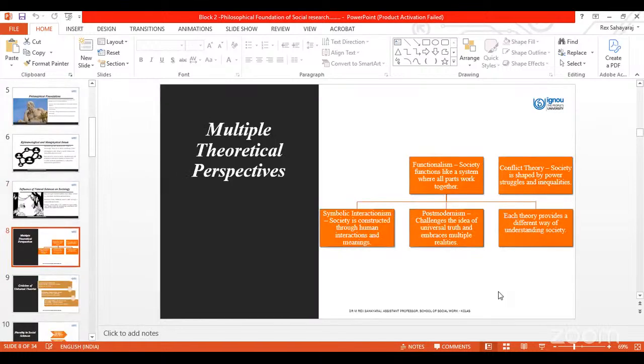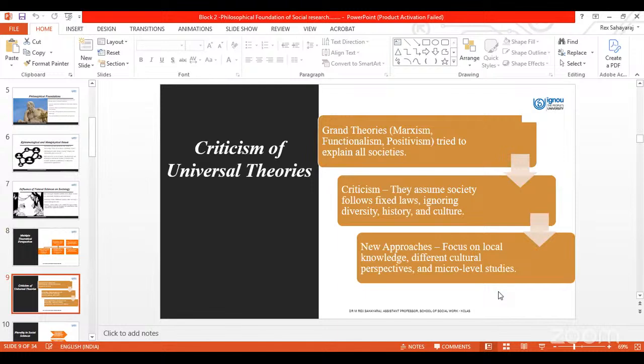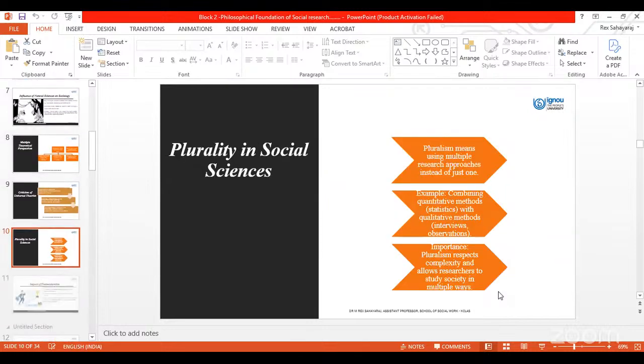We also learned about multiple theoretical perspectives like functionalism, conflict theory, postmodernism, and symbolic interactionism. We learned all those theories, which are very essential for us to conduct social science research. Every theory is criticized for the purpose of enhancing the way we conduct the research, so that is highly important.